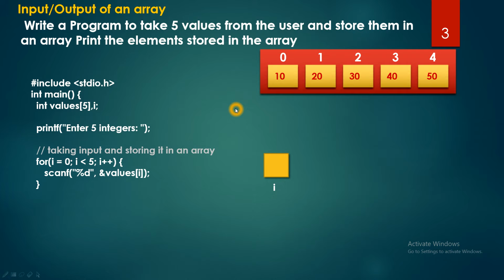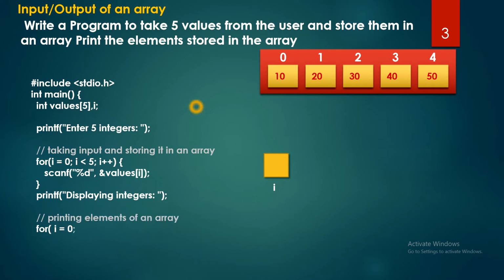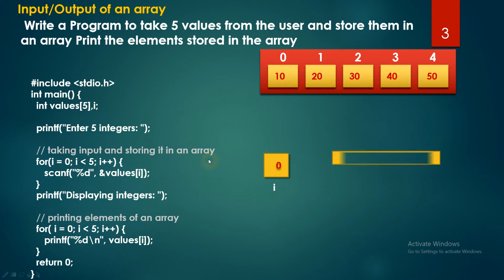Now your task is to print these values. So again I am writing printf "displaying integers". For printing, again you have to use another for loop, and write printf values[i]. See, when i equals 0, what will it print? 10, because values[0] equals 10. So printf %d values[i] means it is 10.